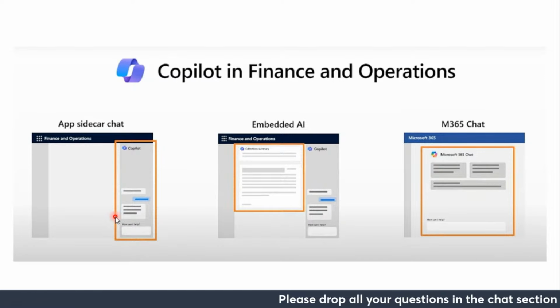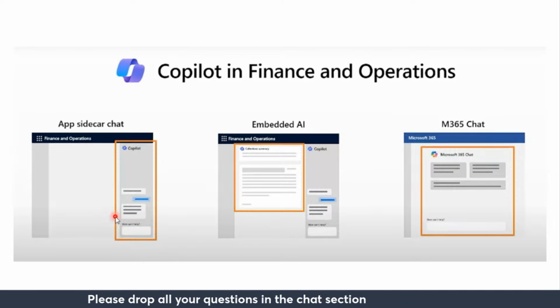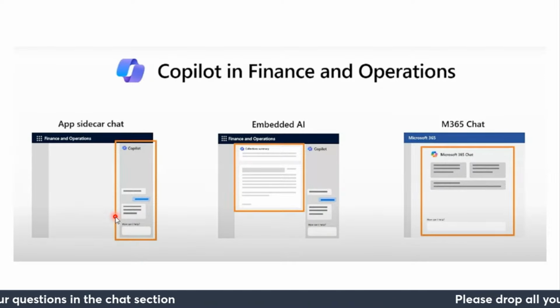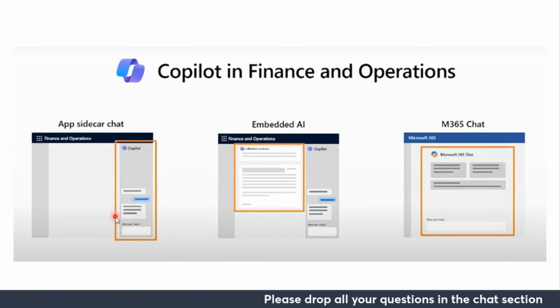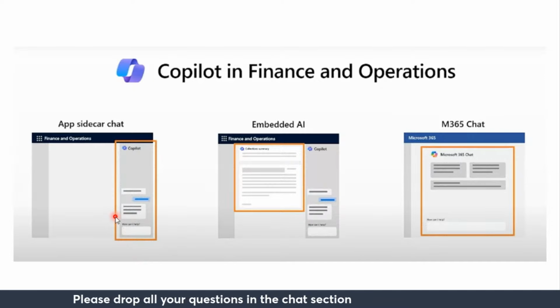If you ask, hey Copilot, how to create a purchase order, how to create an invoice, that will help you by sharing the system navigation path. We'll also see that in the demo. And then the second one is embedded AI.